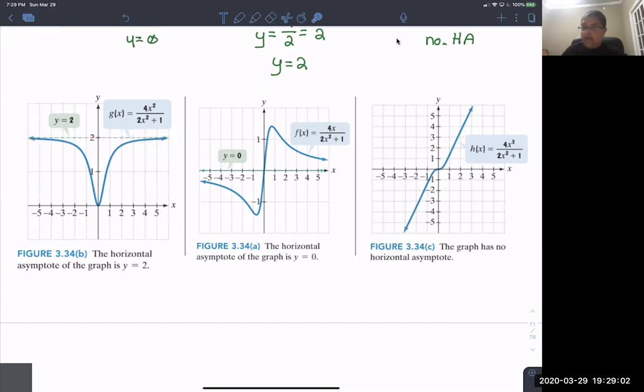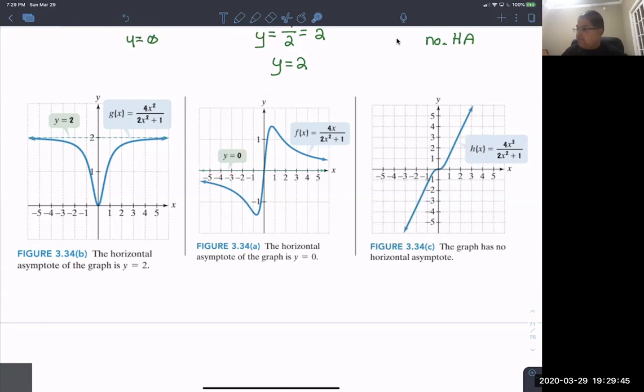Now, in the next drawing, the degree of my numerator is smaller than the degree of my denominator, or another way of saying that, the degree of the denominator is larger. Because the degree of the denominator is larger, y equals 0 is my horizontal asymptote. y equals 0 is another name for the x-axis. As you see, the graph gets closer and closer to 0, but never gets there. As x goes to infinity, f of x gets closer and closer to 0. And as x goes to negative infinity, f of x gets closer and closer to 0.